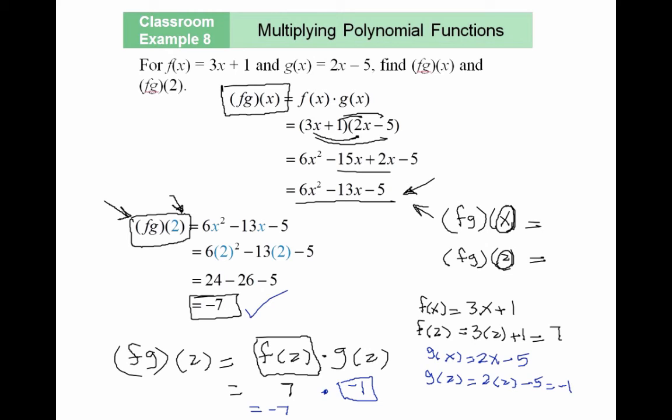Does that make sense? So to find (fg)(2), I can either find f of 2 and g of 2 separately, and then multiply them together, knowing what f of x and g of x are, or find (fg)(x) and then substitute 2 for each x, and that would give you the same results.